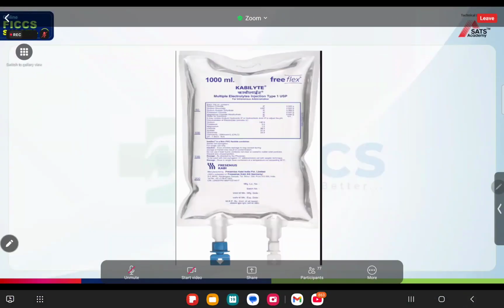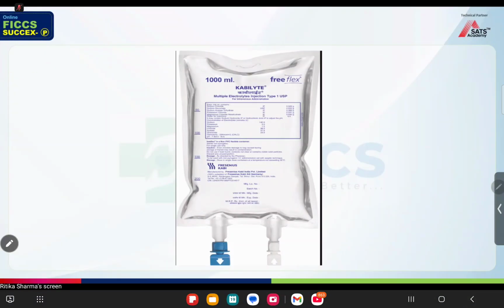So what is this fluid? Under which category does it fall? Ma'am, it is a crystalloid. It belongs to crystalloid. It is basically Plasma-Lyte A. Which fluid category does it come in? Crystalloid. Balanced salt solution. Yes, ma'am. Sorry, balanced salt solution.